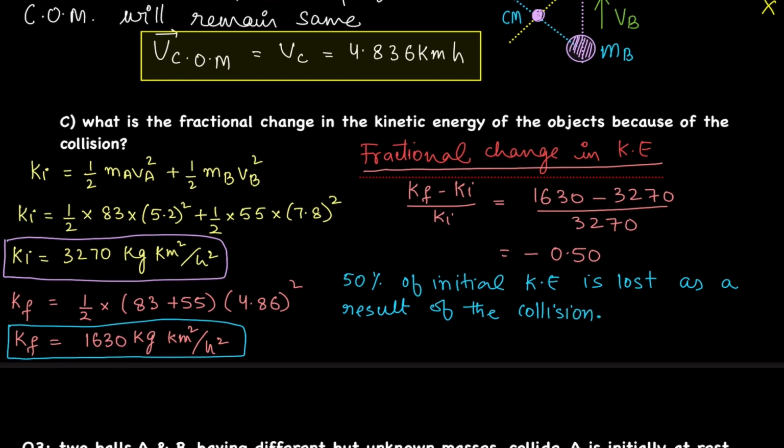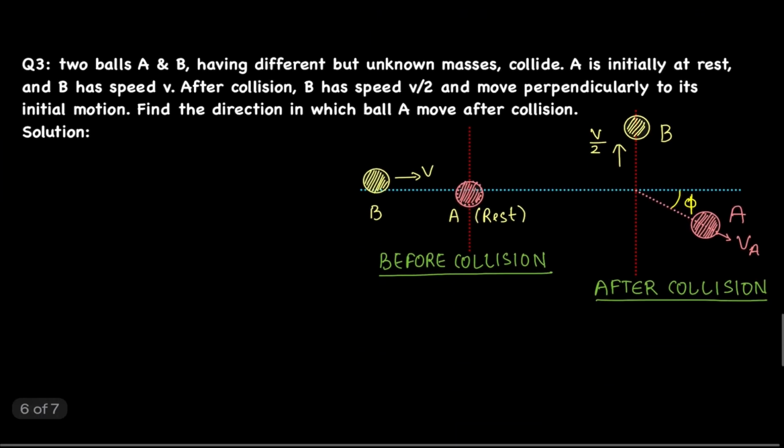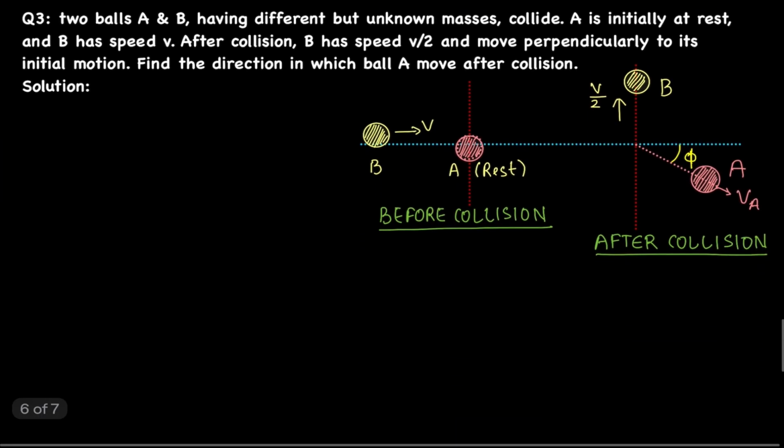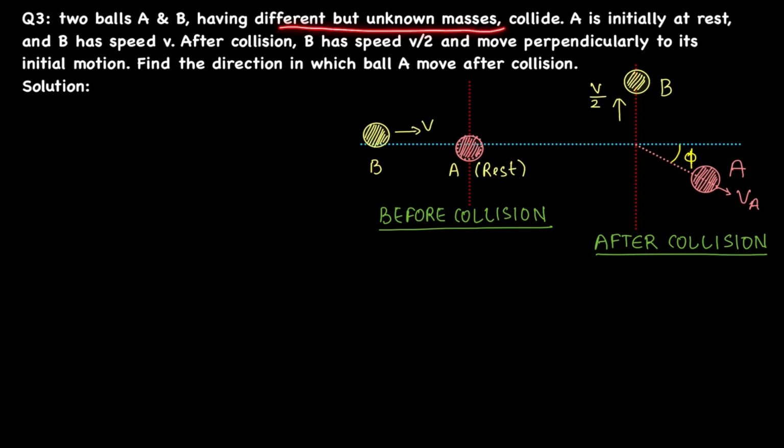Okay, let's move to question number 3. Question number 3 says two balls A and B having different but unknown masses. Their masses are not the same. So we have A, we have B. B is moving with some velocity V, and A initially is at rest. This is the situation before the collision. After a collision, B has a speed V by 2 and moves perpendicularly to its initial motion. So this is the initial motion, and perpendicular, this is the motion after the collision with a speed of V by 2.